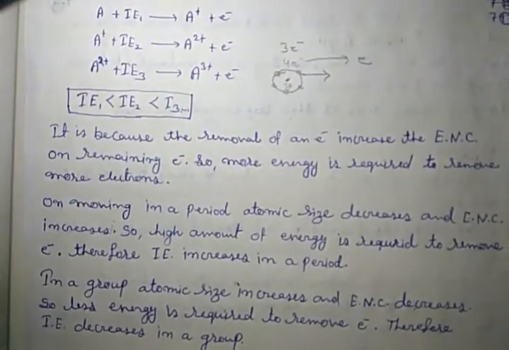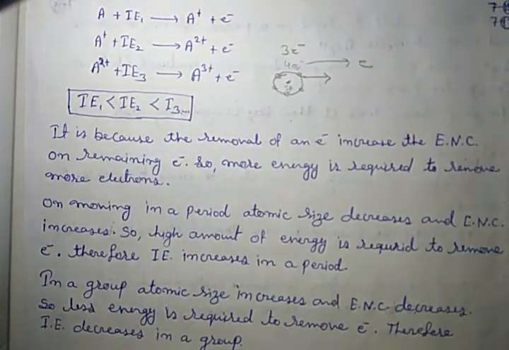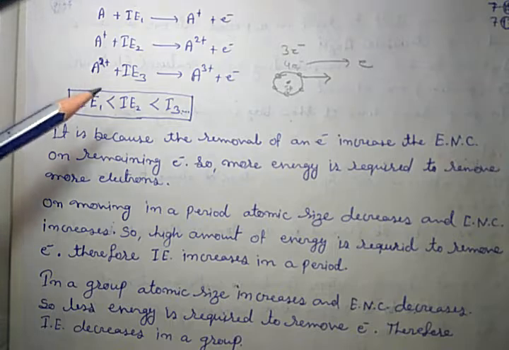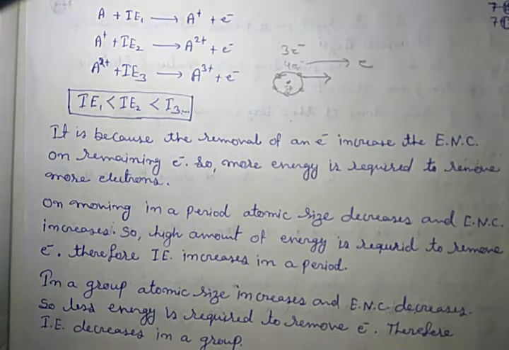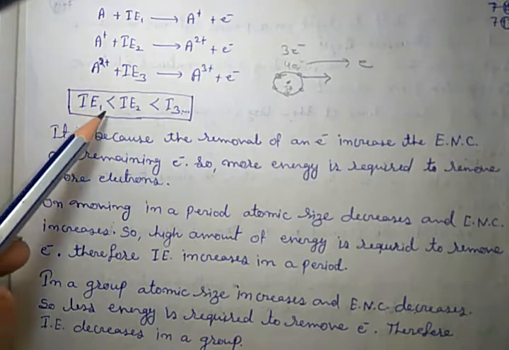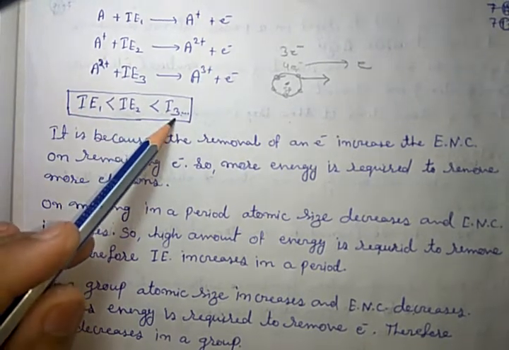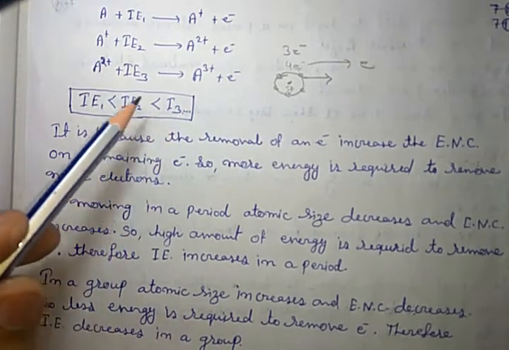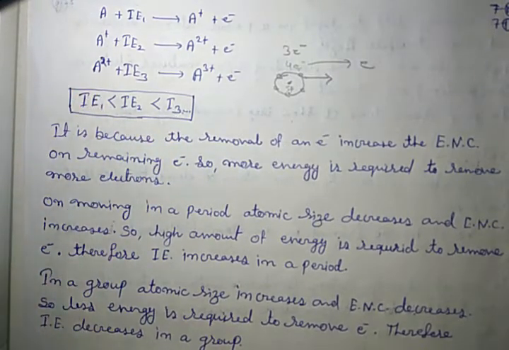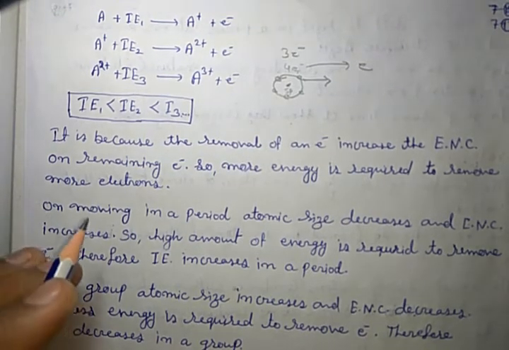As we discussed, it is observed that ionization enthalpy increases in a successive manner. That means comparing IE first and IE second, IE second is more. Similarly, compared with the third, IE third is more, and so on. Now the question comes to our mind, why is it happening?